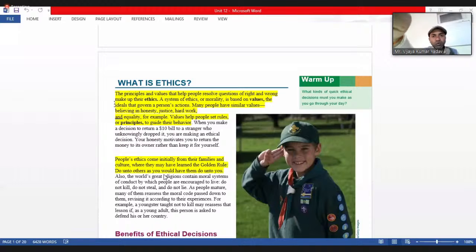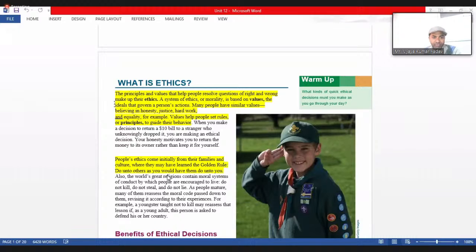Now see, what we can say is that by looking at somebody's activities, by looking at somebody's behavior, we can easily judge his or her family background, to which family he or she belongs, to which culture he or she belongs. We can know it from the activities that he or she performs, the behavior that he or she shows. That's why people's ethics come initially from their families and culture, where they may have learned the golden rules. Generally, people learn some important rules in the family.